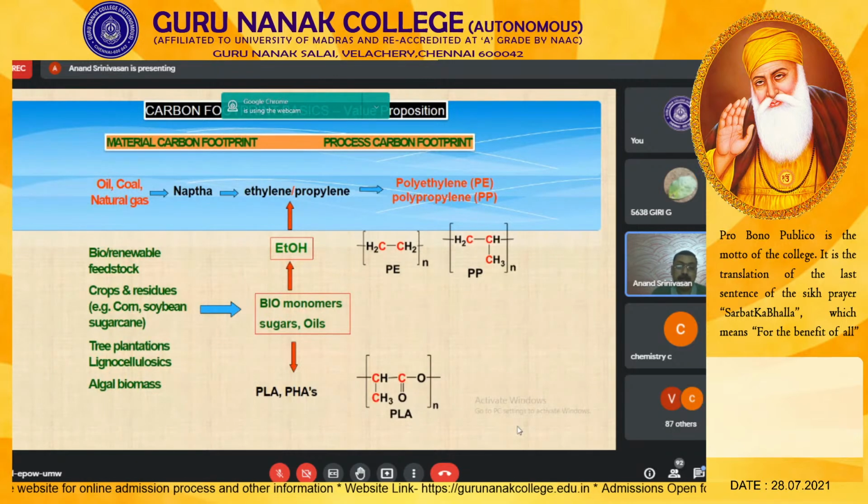Whereas the same polymers, ethylene and propylene, can be obtained from biomonomers as well, for which the sources are crops or residues, which include corn, soybean, or sugarcane.